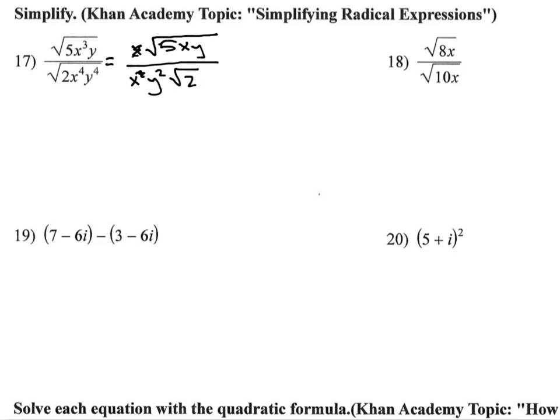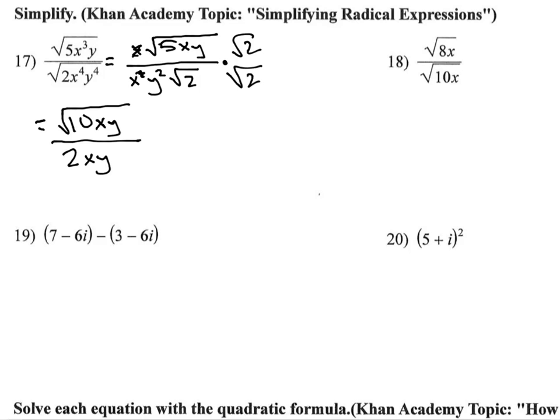Now we need to do what's called rationalizing. So I'm going to multiply top and bottom by square root of 2. And on top we're left with square root of 10xy. And on the bottom, square root of 2 times square root of 2 is 2xy squared. And that's as simplified as we can get.